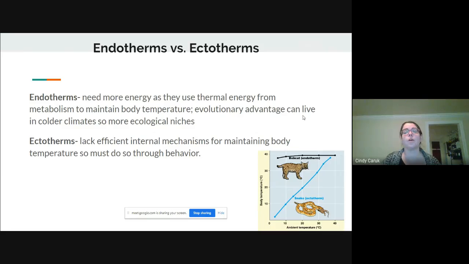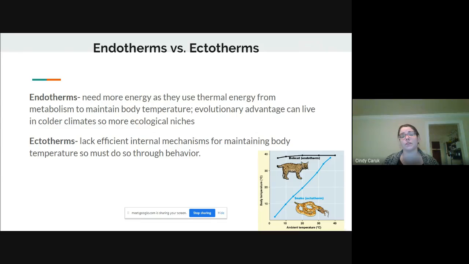And then we have some organisms like us, endotherms, right? Endo means interior. We need that energy for thermal energy from metabolism. So it helps maintain our body temperature. It means we have to eat a lot more, but the evolutionary advantage is that we can live in colder climates. So it gives us more ecological niches to use.